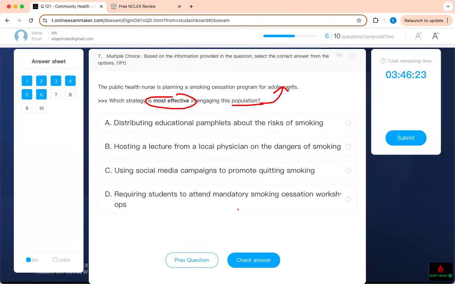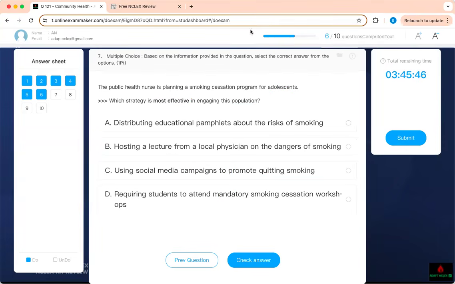Every time they give you a question about age, they put it as a toddler, teenager, adolescent, or other patient. Focus on what they like. Distributing an educational pamphlet about the risks of smoking, they're not going to read it. Hosting a lecture from a local physician on the danger of smoking, they will be sleeping. Using a social media campaign to promote quitting smoking. Of course, they will be on their Twitter all day, Facebook. They will be looking for it, see the video. Requiring students to attend mandatory smoking sessions, they will never come if it's mandatory. So the right answer, as you can see, is social media.